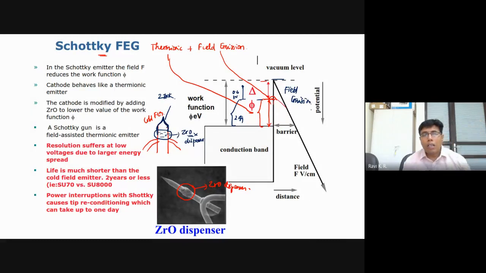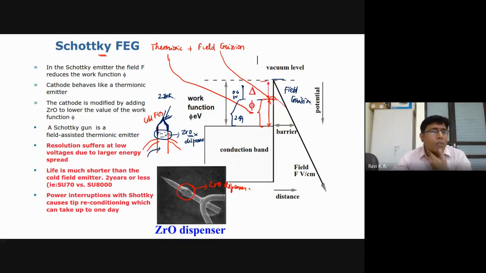So this is the combination that works. That means with this ZrO2, ZrOx, the electrons are actually coming from that layer only, because we need to worry only about the work function of ZrO. We are not worrying about the work function of tungsten, because the electrons are coming out of this particular ZrO layer. So when you work continuously, because of sputtering and electrons coming out, this also will get damaged. That means you have to supply ZrO continuously.